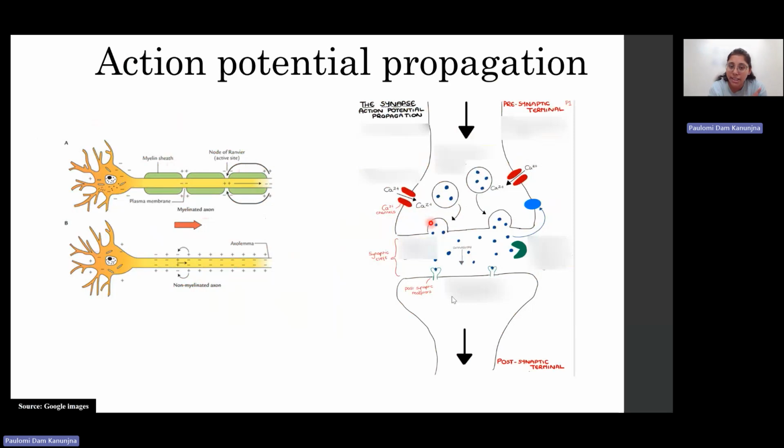So at the terminal, when the action potential arrives, you have voltage gated calcium channel. What is voltage gated? It means that depending on your signal, that gate will open up. So your calcium channel opens up. As your calcium channel opens up, you have calcium influx, right? Now, when calcium ion is in your cell, it will trigger neurotransmitter release, and the neurotransmitter vesicles will fuse with the membrane, open up, and be pushed into the synaptic cleft.